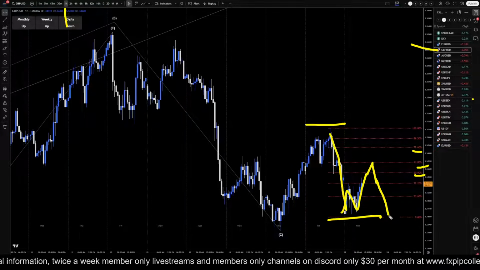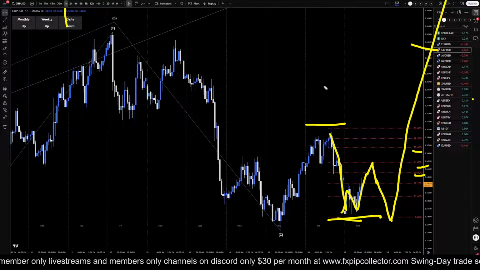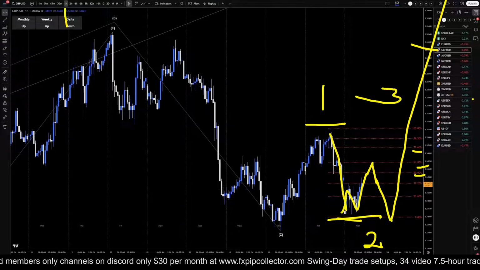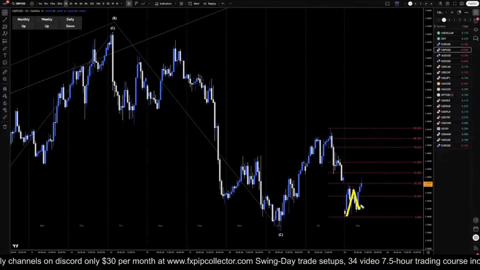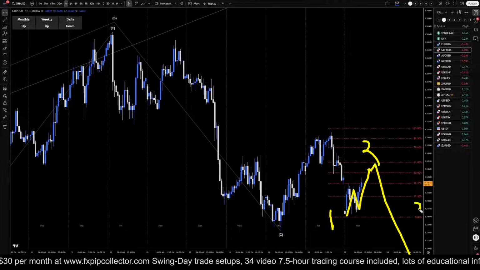It might just end up being a wave C, meaning that it might just go down to these lows and then reverse back up for a wave one, wave two, wave three, like I was talking about last week. Or possibly it could end up doing like a wave one, a wave two, and then just keep on going down for a wave three.